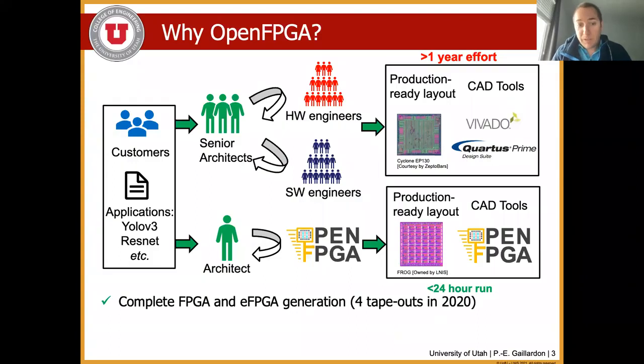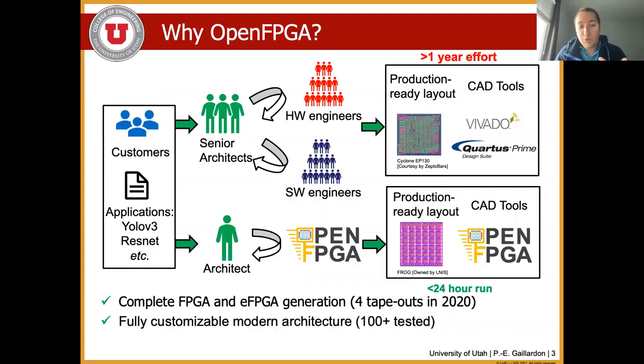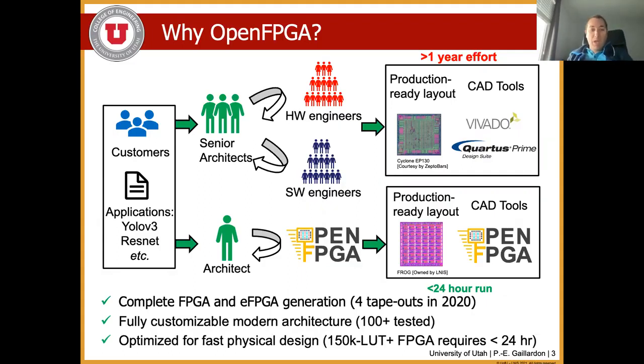What we achieved so far last year are 4 tape-outs with a very reduced academic team, right? So we taped out complete FPGAs and eFPGAs using 12-nanometer FinFET from GlobalFoundries, as well as SkyWater 130 nanometers. We're supporting fully customizable modern architectures. More than 100 architectures are tested, ranging from low-end, low-cost, quote-unquote, fabrics, Lattice ICE40-like fabrics, all the way up to fancy, fracturable LUT6, Xilinx UltraScale Plus types of fabrics.